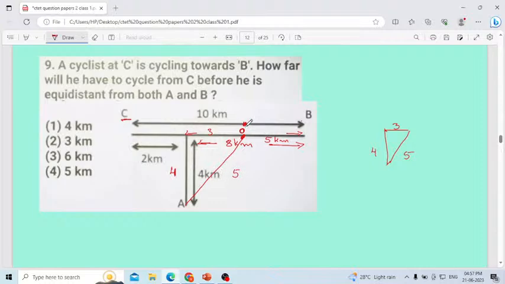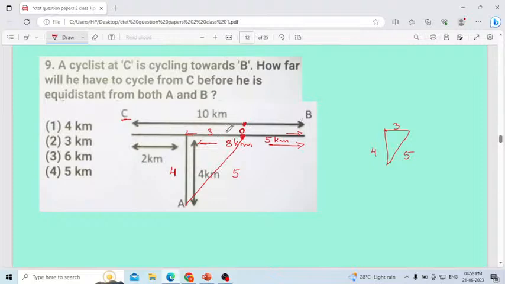This is the bigger one, correct? No, this is the smaller one. 4, 5, 3. Then when 8 minus 3, remaining you will get 5 here. From O to B is 5, from O to A is 5, means this is the point O. This point is equidistant from A also, from B also.